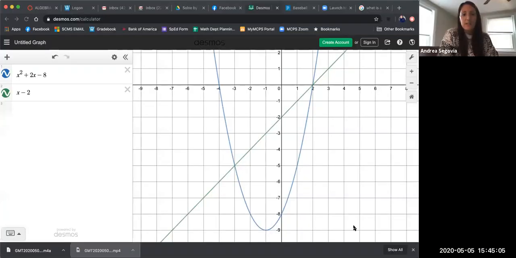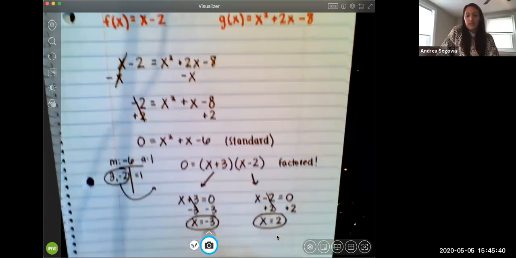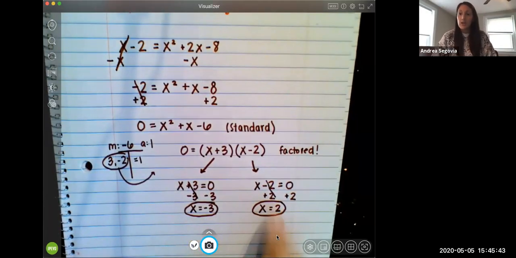I want to show you what this looks like on a graph. We're going to take a look. I plugged these two equations in as a system on my Desmos, and I noticed here that my blue equation represents my quadratic, my parabola, and my green equation represents my linear x minus 2. I notice that it crosses at this point, which on the x-axis is -3, and it crosses at this point, which is at the x-axis too. So the x values where they cross are -3 and 2. If I check my work, I notice that I found my answers to be -3 and 2.